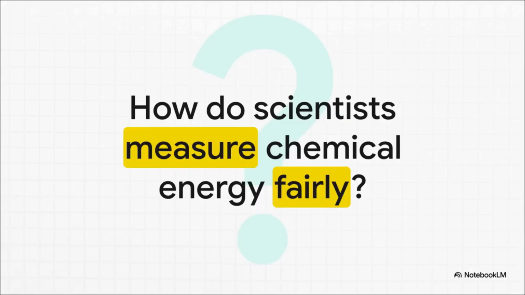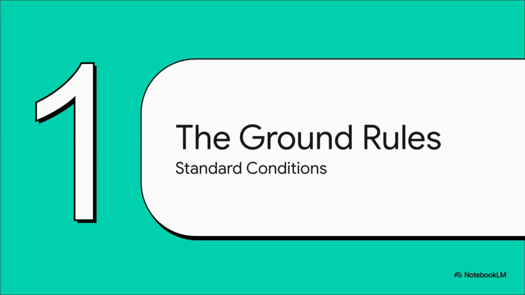And that's a really great question, right? I mean, if one reaction happens in a freezing cold lab and another happens on a hot day, the results are going to be different. So how on earth are you supposed to compare them fairly? To do that, scientists needed a universal baseline, a common starting point for everyone. And that's where something called standard conditions comes in. Think of this as the official rulebook. It levels the playing field, making sure that when we measure the energy change of any reaction, anywhere in the world, we're all speaking the same language.